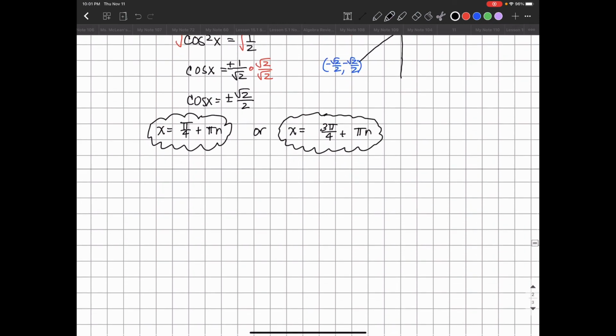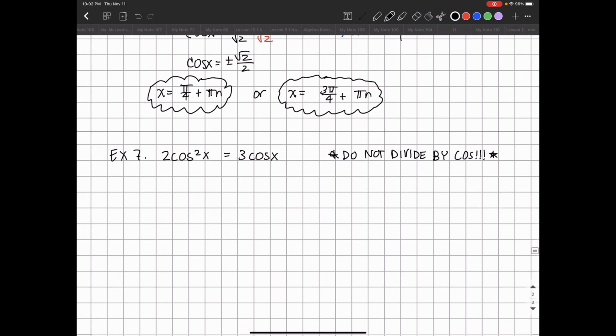And then for example 7, I have 2 cosine squared of x is equal to 3 cosine of x. And I need to remember, do not divide by a trig function, so do not divide by cosine here, because you don't know if it's equal to 0 and you can't divide by 0.